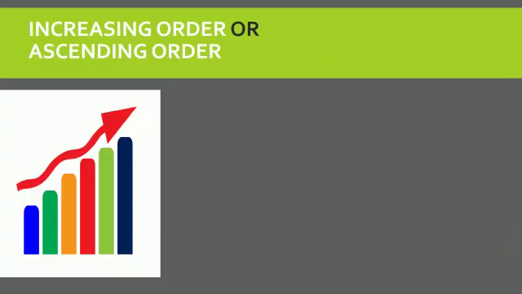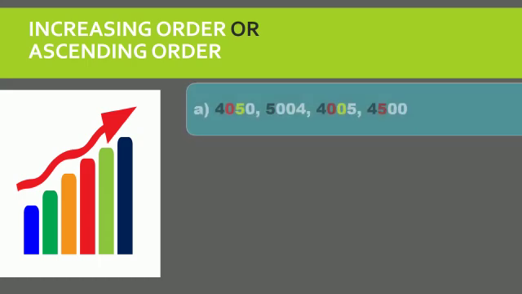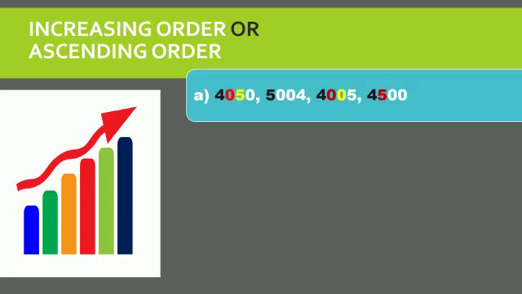The same way, we're going to learn what is increasing order or ascending order. Now please let's recap what's increasing order. Increasing order means arranging from small to big. Here we're going to arrange numbers in increasing order, that is from small to big. Let's take the first example, which is 4050, 5004, 4005 and 4500. Now, you have to follow the same rules that I had earlier told you.